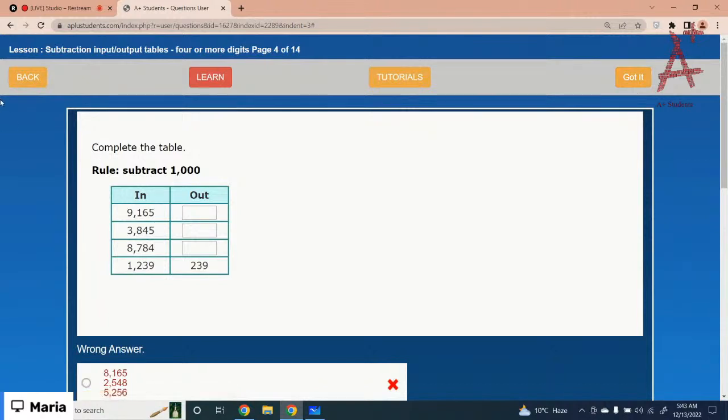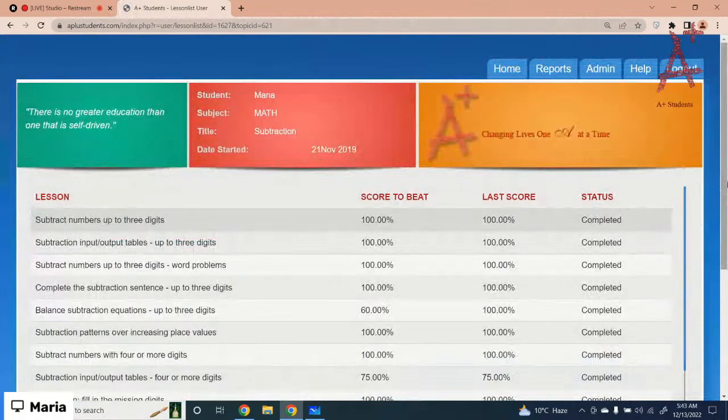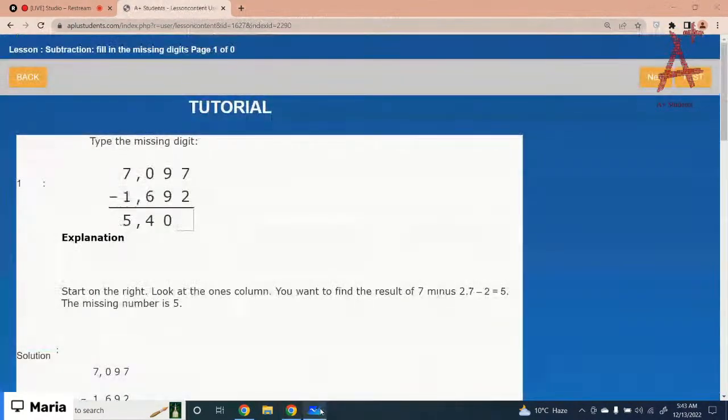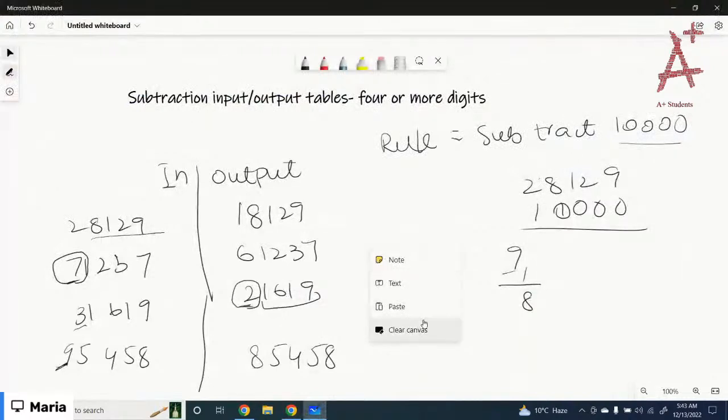Okay, you can complete the test by yourself later today. Let me just move on to the last topic, that is subtraction. Fill in the missing digits. That is the subtraction. Fill in the missing digits.